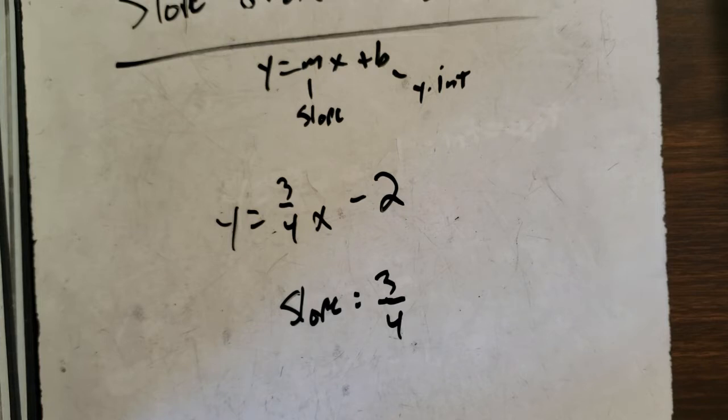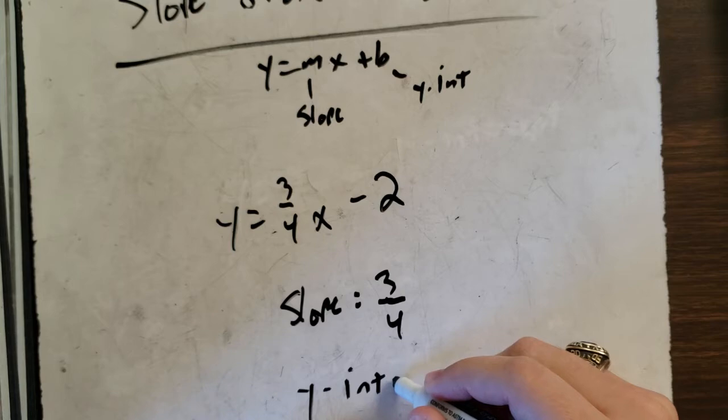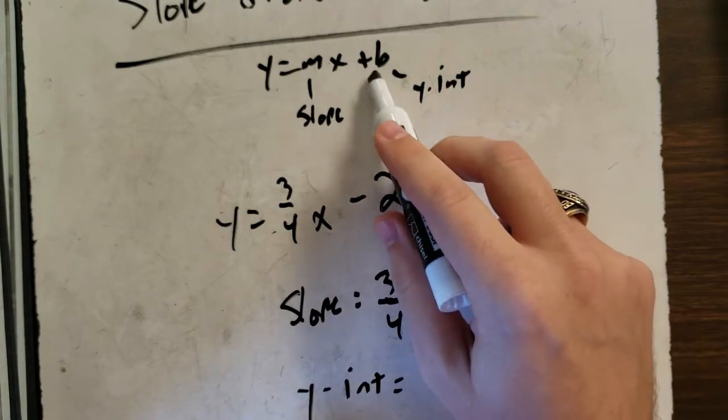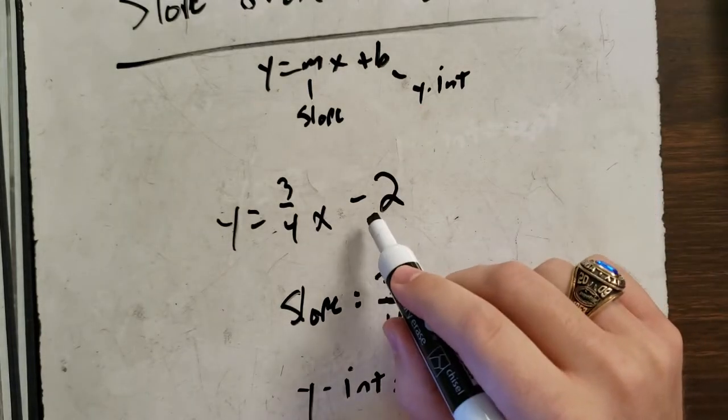You don't need to make it a decimal. You don't need to do anything with it. It's 3 over 4, okay? You leave it like that, and we'll get to why that's going to make sense later, okay? So then now, what's our y-intercept? Okay, well, once again, we look up here. It's a number not attached to the x. So we look, and we have -2.